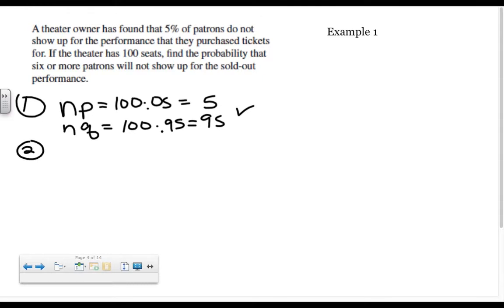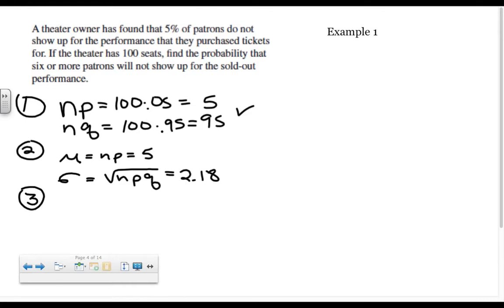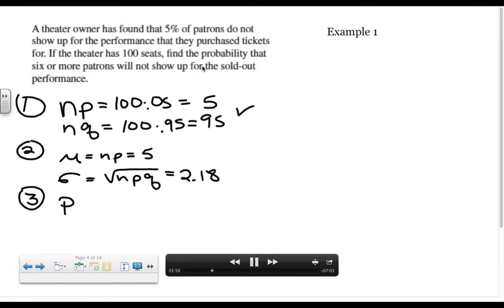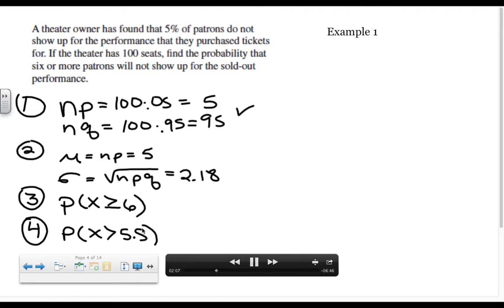Second step, the mean, which we've already found, n times p, is 5. And the standard deviation, which is the square root of npq, 100 times 0.05 times 0.95, and that is 2.18. Okay. Then step 3 is to write it in the probability form. What are we looking for? We want to know the probability that 6 or more patrons will not show up. The probability x is greater than or equal to 6. Step 4 is we use the continuity factor. We look on the chart and we rewrite it. So now it's x is greater than 5.5. This is using the chart to determine what this number will be.